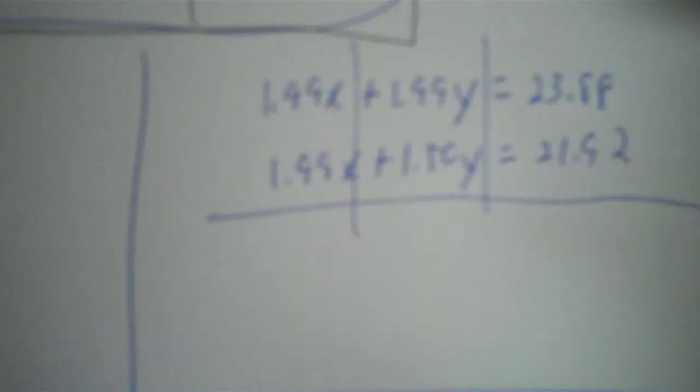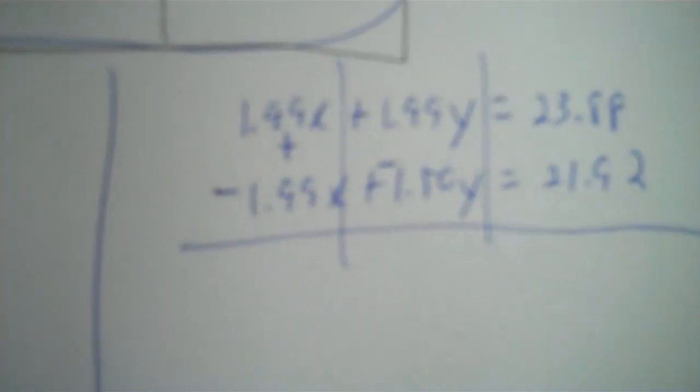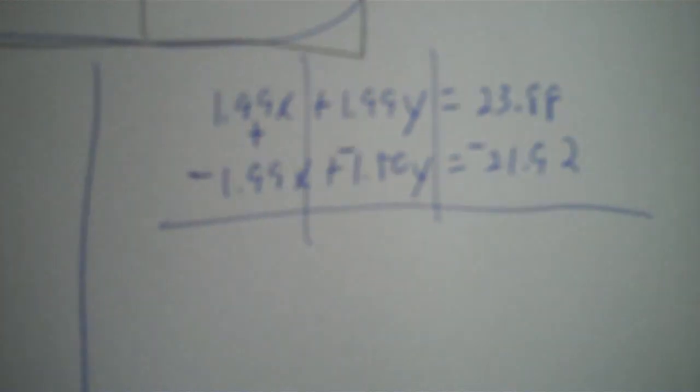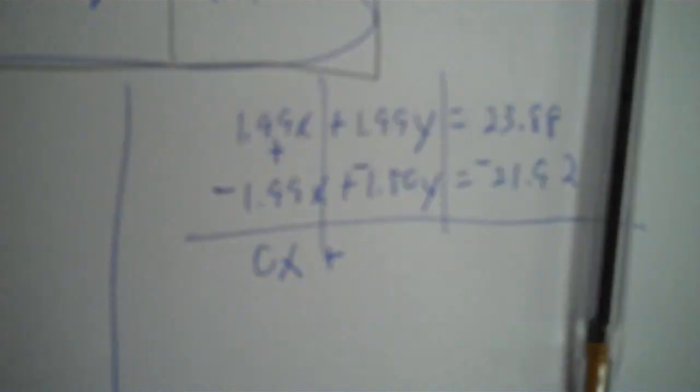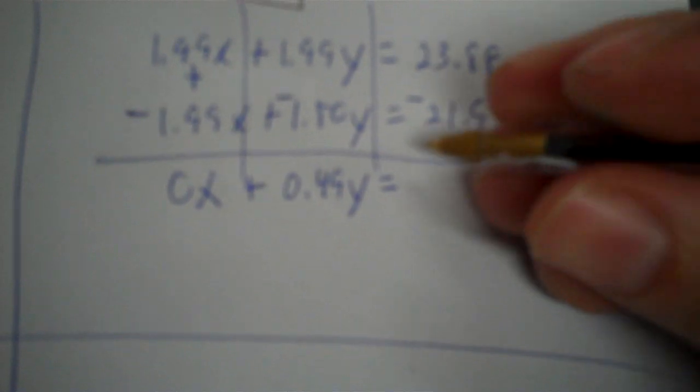Now redraw your columns. And again, we want to drop the x's so we make it negative. But then you've got to make your 1.50y negative and your 21.92 negative. And then these add to 0x. Okay. Then 1.99 plus negative 1.50 is 0.49y. Then 23.88 plus negative 21.92 is 1.96. So the 0x drops the x out.